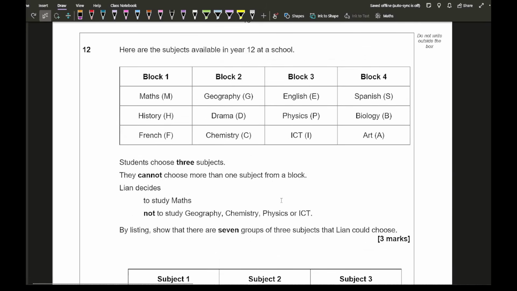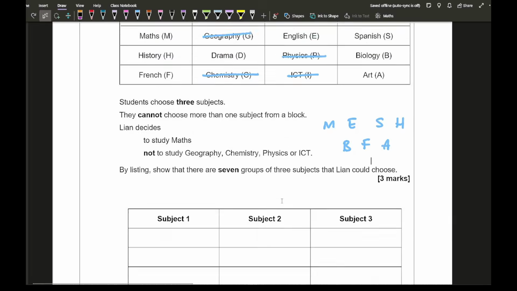So let's have a look at what we've got. So he wants to study maths, so we know we've definitely got an M. And let's get rid of the geography, and let's get rid of the physics, and let's get rid of ICT and chemistry. So to make sure that we've got all the others, the other possible letters we've got are E, we've got Spanish, we've got history, we've got biology, we've got French, and we've got art. So from this, what we then need to do is just label the 2.